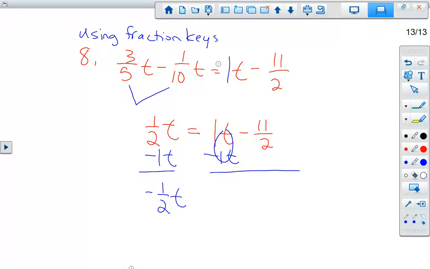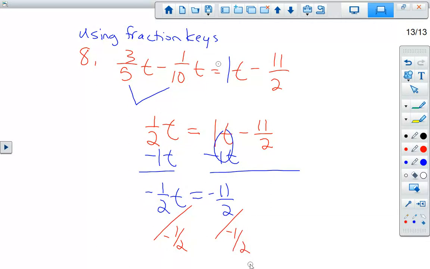But the calculator can do that step for you. On the right, we just have negative 11/2. And then you divide. Here you can divide by negative 1/2 if you like, or you can clear out the 2 at this point if you wanted to. So what you do here at the end, like Tanya was saying, she's just going to come in and do this.